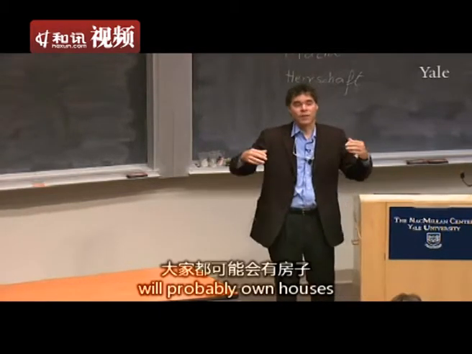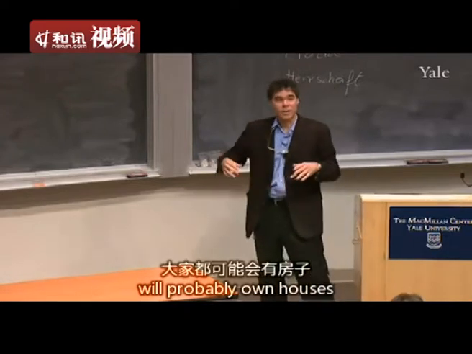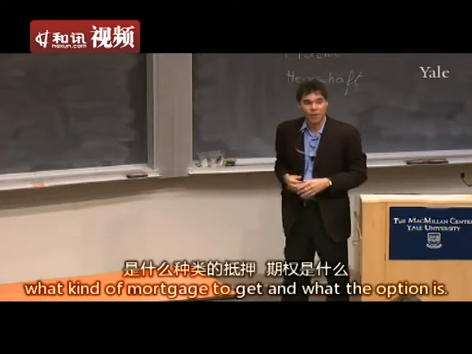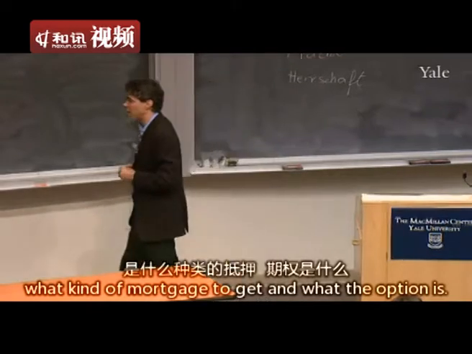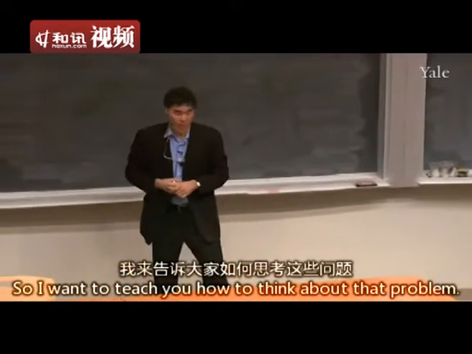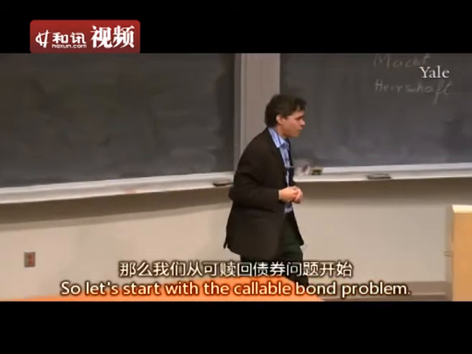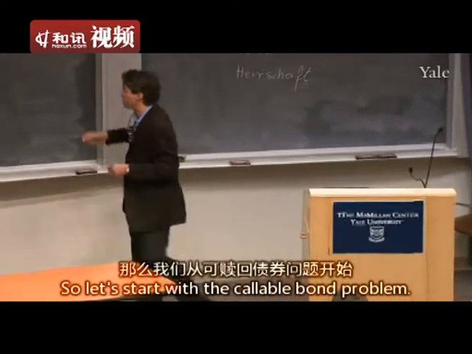And all of you at some time in your lives will probably own houses and have a mortgage option, and have to think about what kind of mortgage to get and what the option is. So I want to teach you how to think about that problem. So let's start with the callable bond problem.